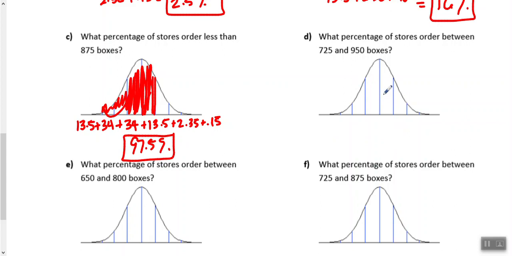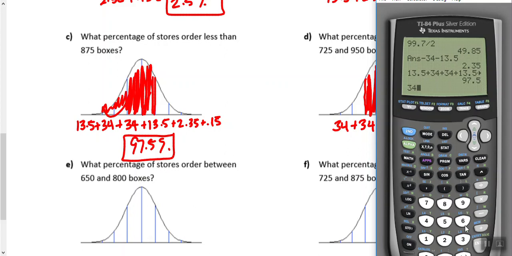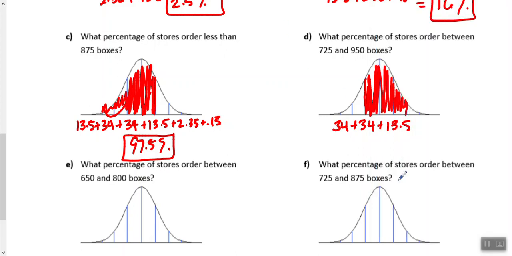Part D, we go from 725. So 725 is one below, and we're only going up to 950. And 950 was two above. So I want this section, which is 34 plus 34 plus 13.5. So we can go 34 plus 34 plus 13.5, 81.5%.